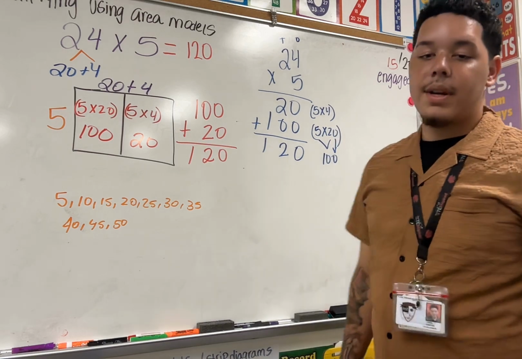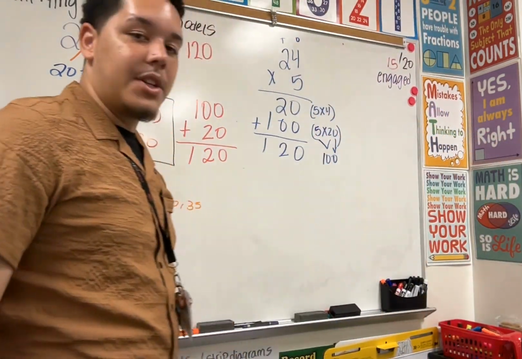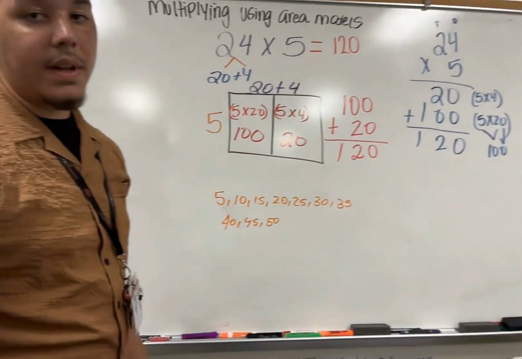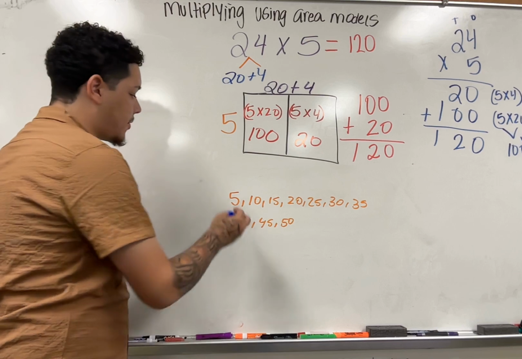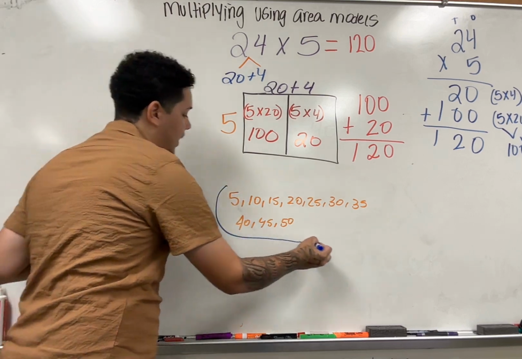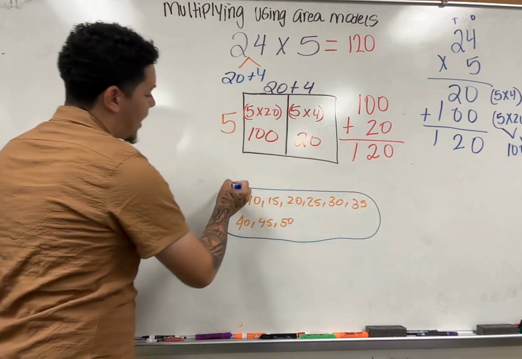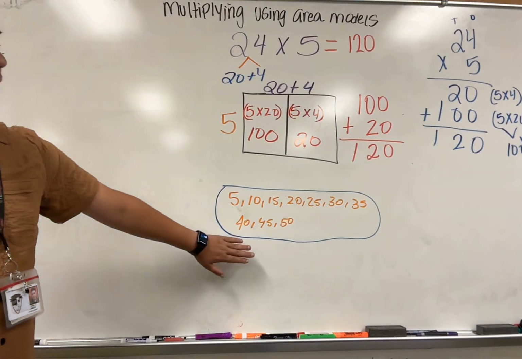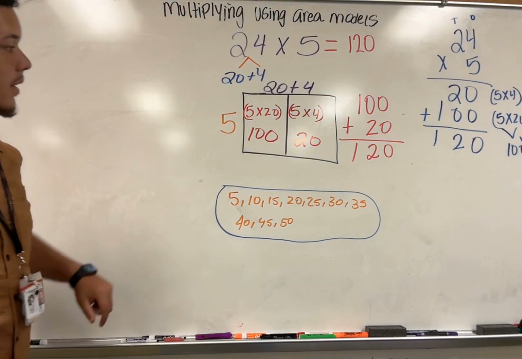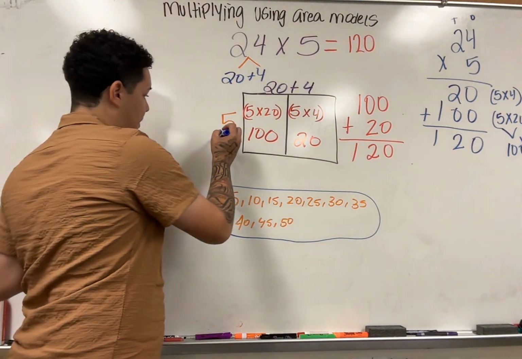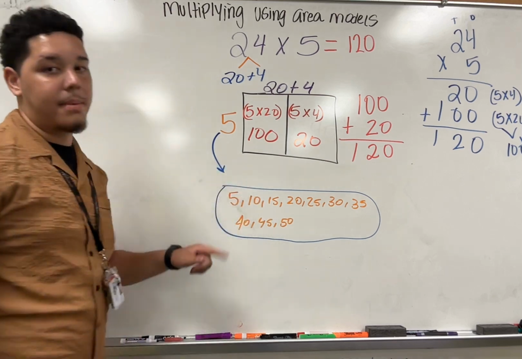So an area model and standard algorithm is a great tool that you can use to help you multiply. But the one thing that I want to make sure you know how to do is skip count correctly. Because without your skip counting, it may be a little tricky for you. So any multiple that you have here on the side when doing an area model, you want to make sure you skip count by that number.